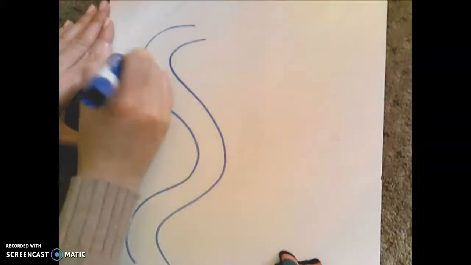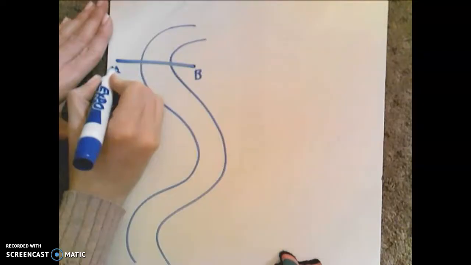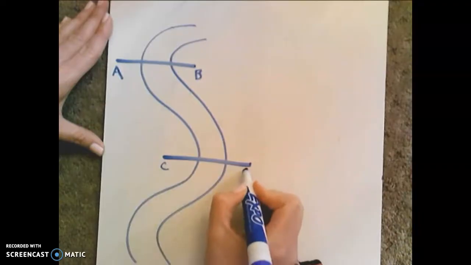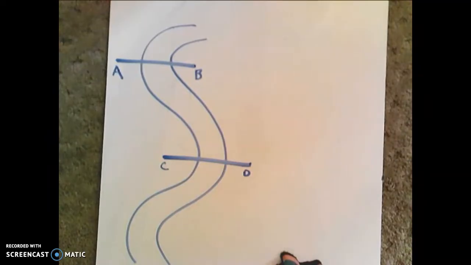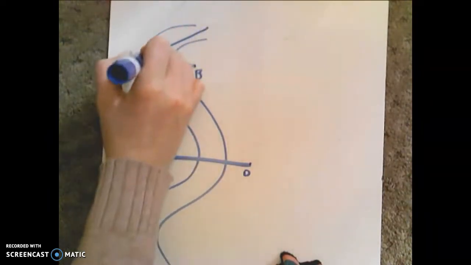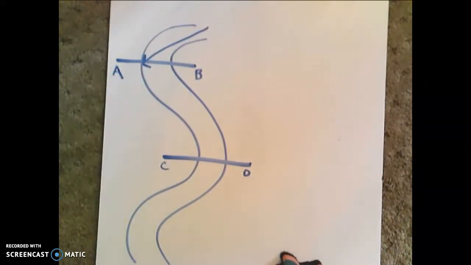Let's draw a cross-section from here to here. We'll call this one A and B. And then I'll draw a cross-section here, and this one will be C to D. So the water comes in and it's traveling the fastest on the outside edge of the curve. So over here on side A, that's where the water is going to be traveling the fastest, and that's where the most erosion is going to be taking place.